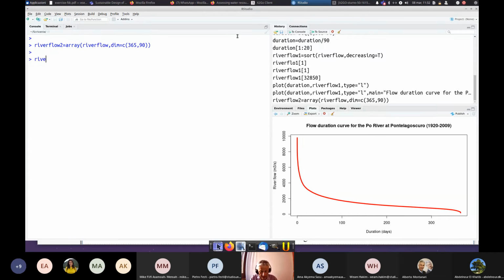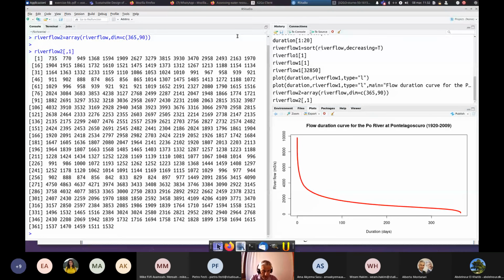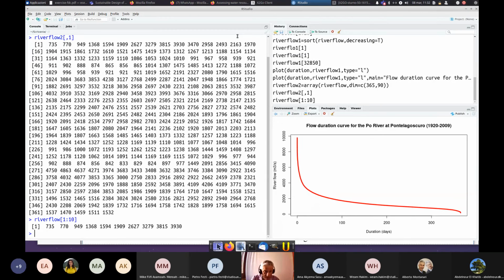So let's visualize river flow 2. Let's put a comma and then 1, which means first row. And these are the data of our first year. Just for comparison, let's have a look at river flow, the original data set, from 1 to 10. What I am expecting is to see the same first 10 values that I see in the table that is on the screen. Let's see. You see? Precisely. This is a check. It means that by typing river flow 2, comma 1, I got the first year.